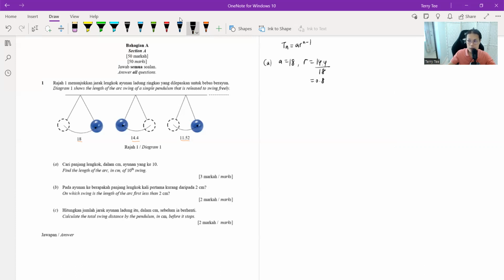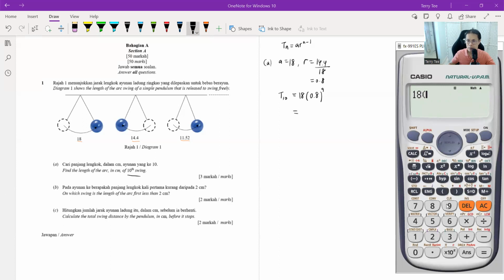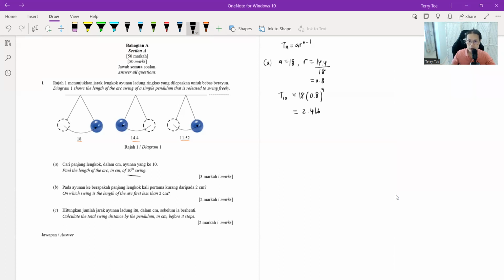For a geometric progression, the value of the nth term can be found by using Tn equals A R to the power of n minus 1. You're finding the length of arc of the 10th swing, so we use A, which is 18, R, 0.8, n minus 1. If n is 10, n minus 1 will give us 9. So let's use 18 times 0.8 to the power of 9. I got 2.416. Give your answer correct to 4 significant figures. I don't have to use 5 or 6. 4 SF is good enough.